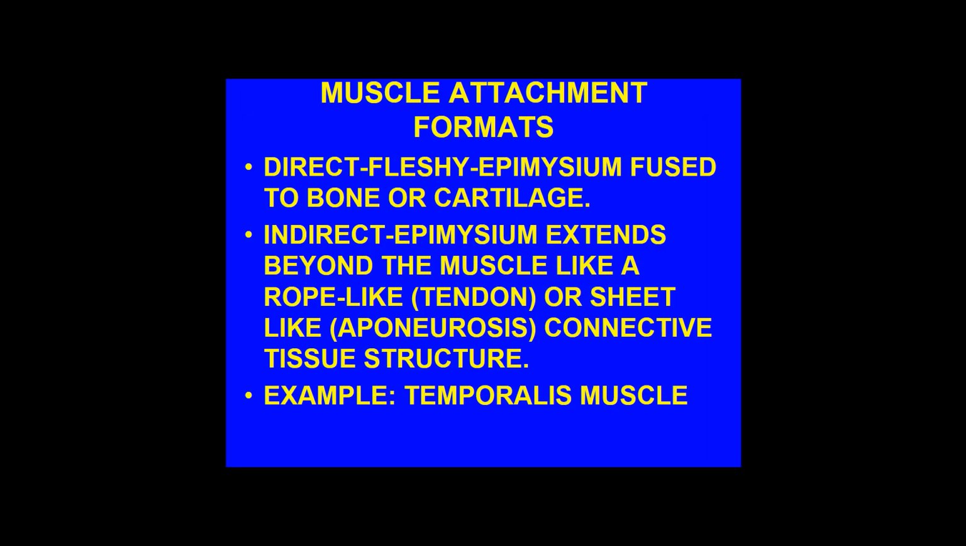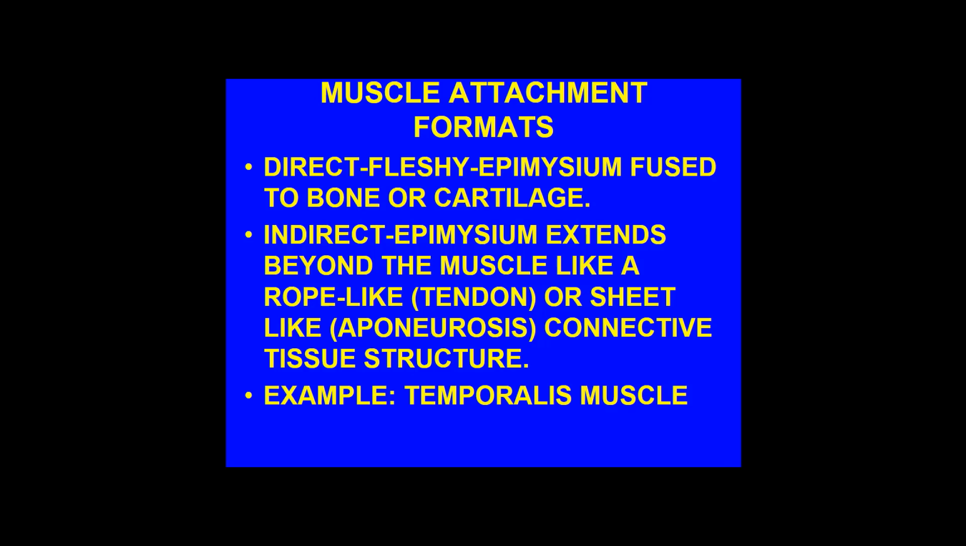Now, we have to keep in mind that there are different muscle attachment formats. We have the direct, which is referred to as fleshy. That's where the epimysium is fused directly to the bone or to cartilage. Okay? Indirect, where the epimysium extends beyond the muscle like a rope-like structure, which we would call a tendon, or it can be a sheet-like format, which is called an aponeurosis. Now, these are connective tissues. You've got to understand this.